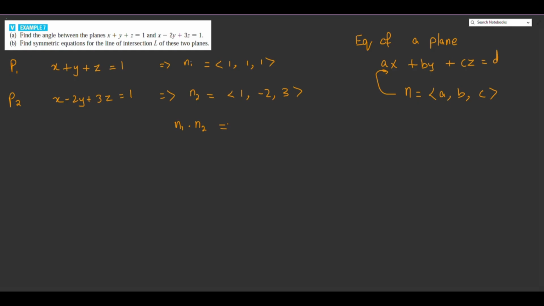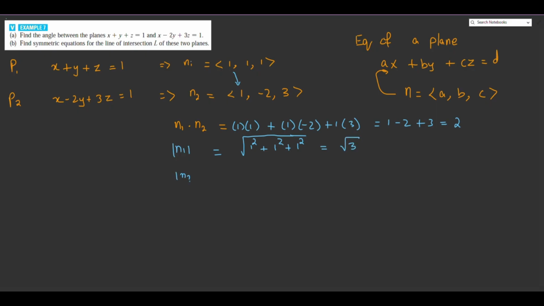And remember from your previous knowledge, how do we find the dot product? We multiply the first component of the vector n1 with the first component of the vector n2, that is 1 multiplied with 1 plus 1 multiplied with minus 2 plus 1 multiplied with 3, and that will give you 1 minus 2 plus 3, which is equal to 2. The next thing you need to do is to find the magnitude of the vector n1. It will be equal to 1 squared plus 1 squared plus 1 squared, and when you simplify this, the answer will be square root of 3.